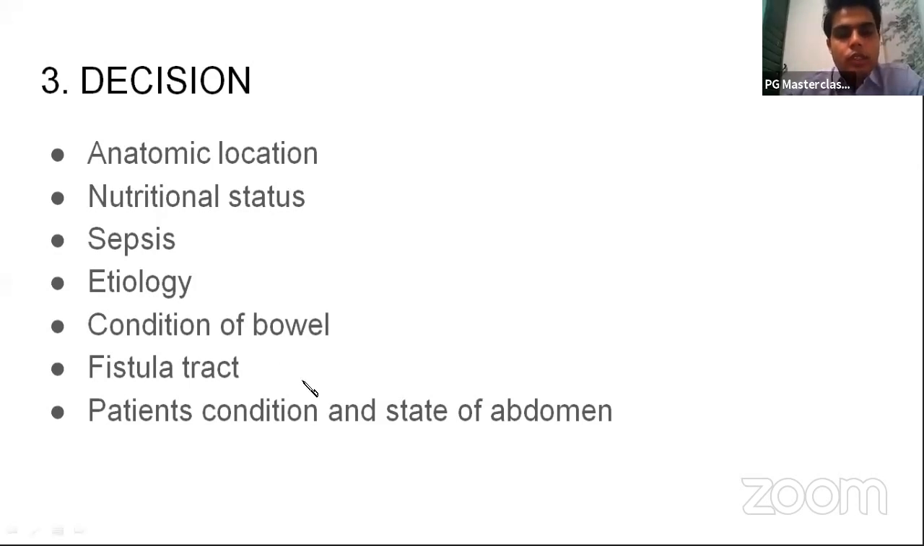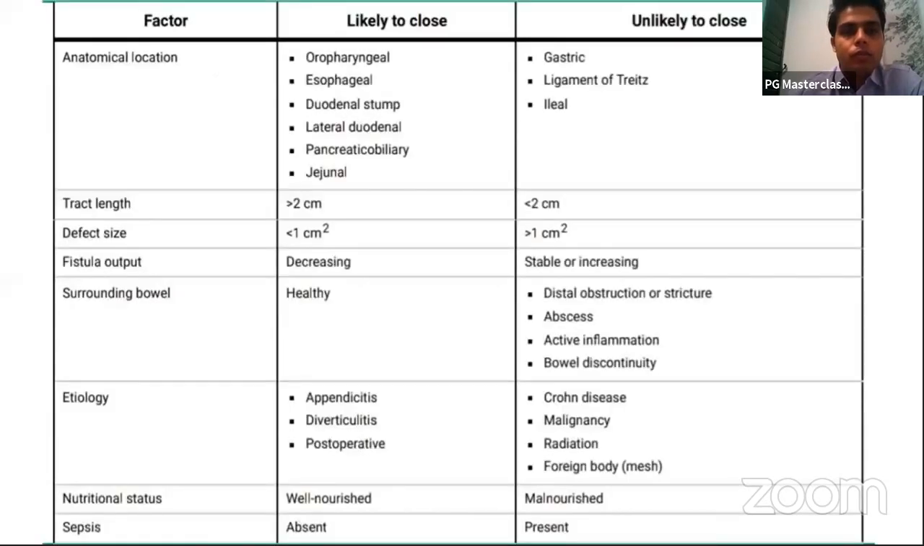Patient condition and the state of the abdomen. If the patient is vitally unstable and abdomen is rigid, we should not plan for the operative management. Rather we should stabilize the patient and let the intra-abdominal inflammatory process settle down to plan for the operative intervention. Like I said, the anatomical.